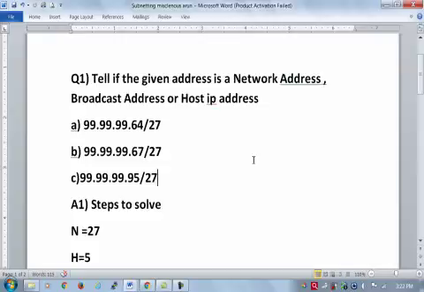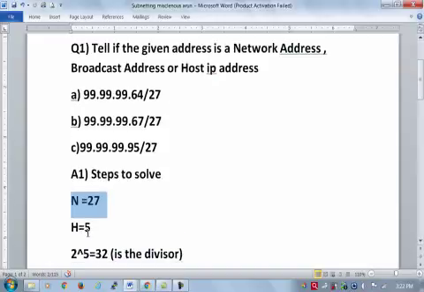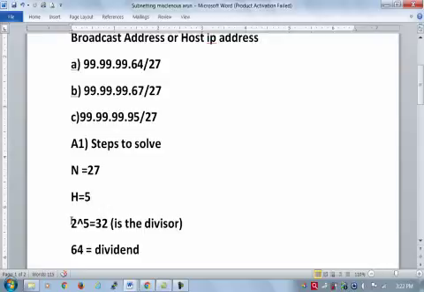So just a small recap or revision. After the slash we have 27, so my network bits are equal to 27. Inside my IPv4 I have 32 bits, so obviously my host bits become 5, that is 32 minus 27. Host is equal to 5. Now 2 raised to the power 5, that is the host 5, is equal to 32, and this 32 becomes my divisor.